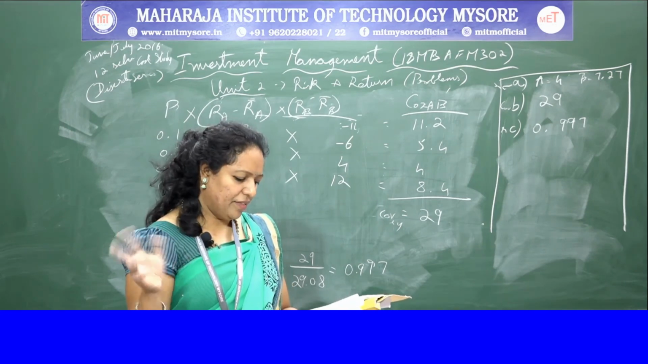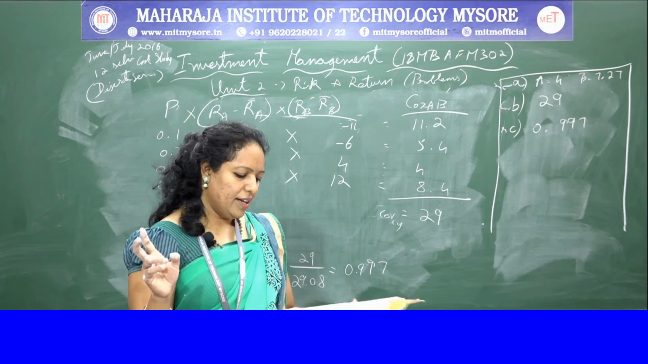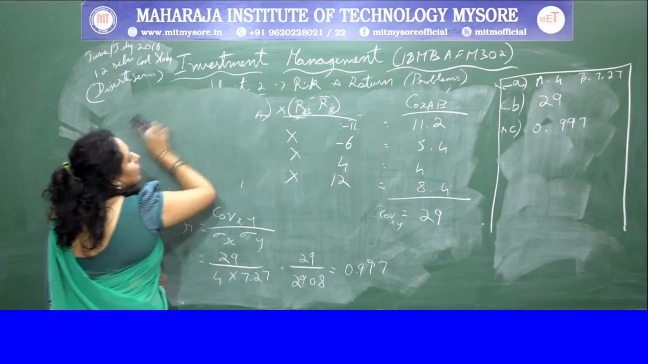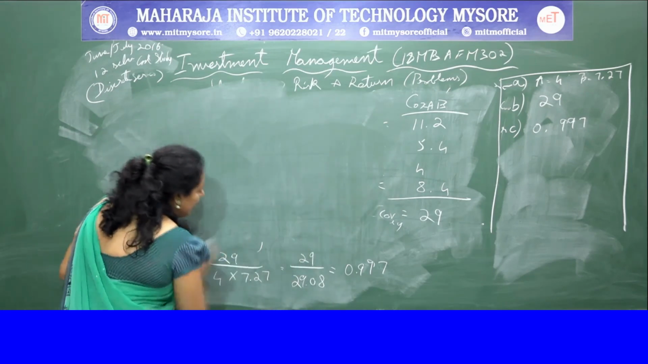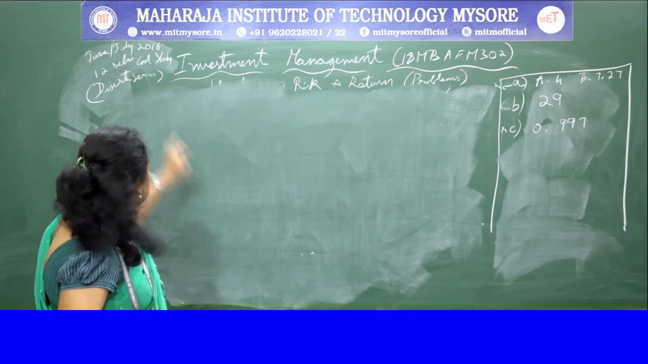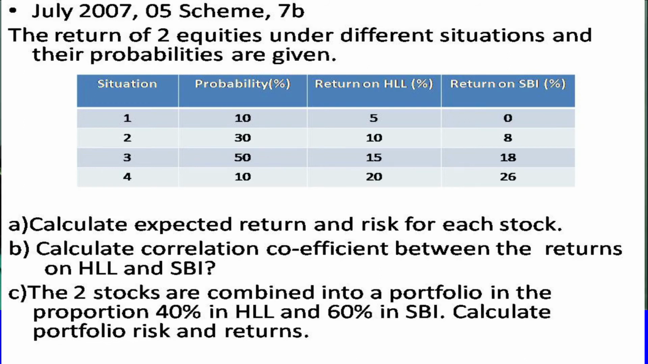The same problem. They have asked if there is a two-stock combination. So what is 40% and 60%? Keeping the same in mind, we will do that for you all to have continuity. This paper is not there. It is July 2007, 05 scheme. Question number is 7B. Even though it is 7B, it is for 15 marks. Okay, they have asked two questions.